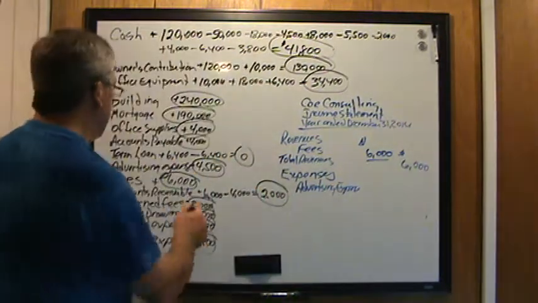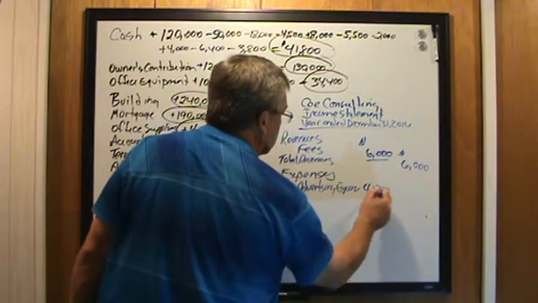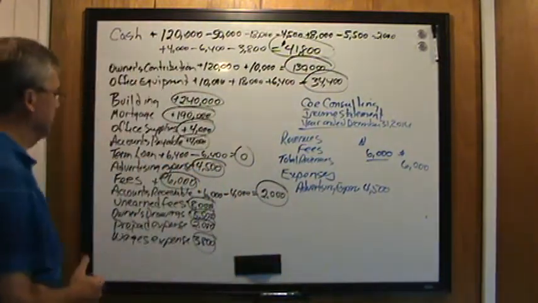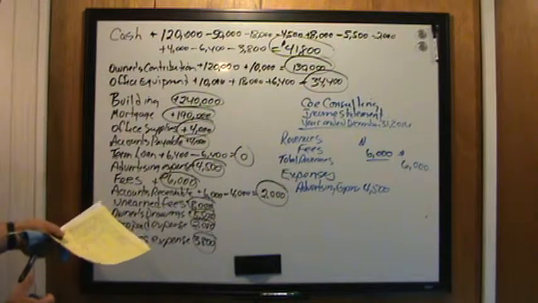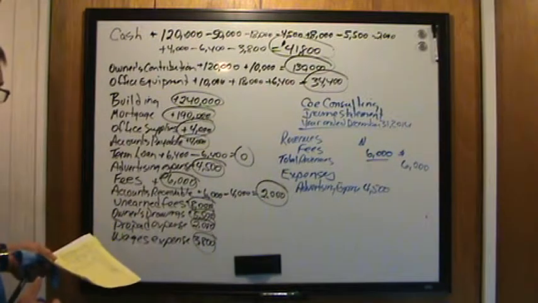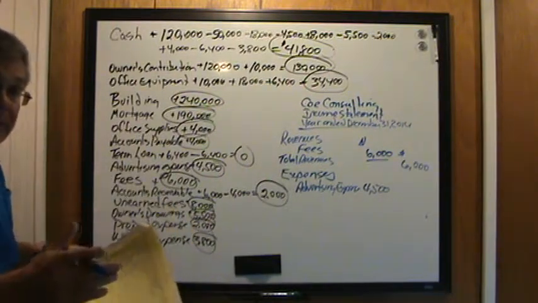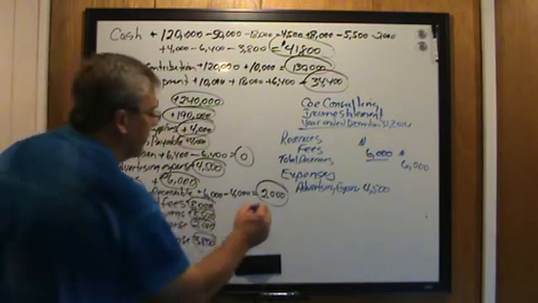Is 4,500. No dollar sign. We're in the same column here as we were before. Advertising expense, fees, accounts receivable, unearned fees, owner's drawings, prepaid expense. Prepaid expense is not yet an expense. It'll be an expense in the next year. So the only other one we have is wages.